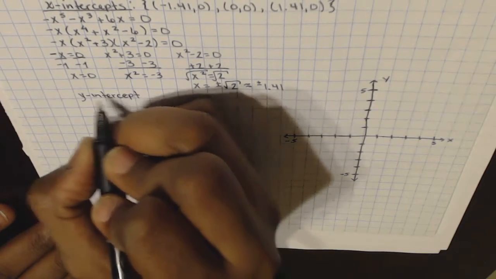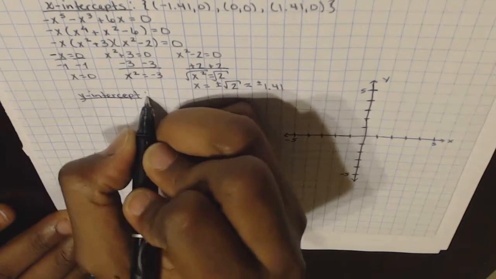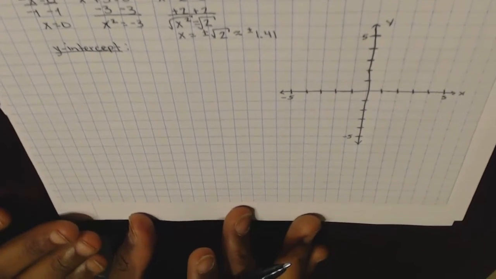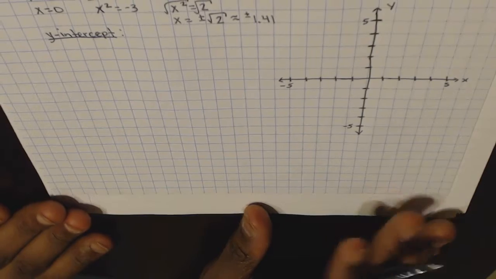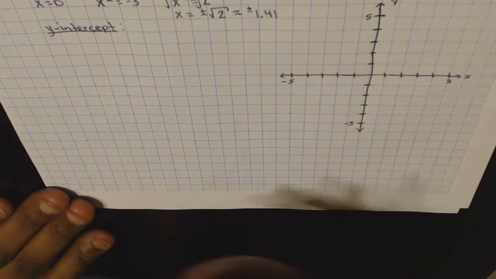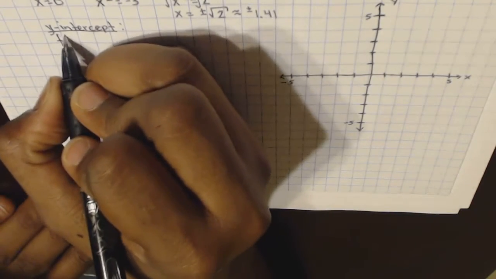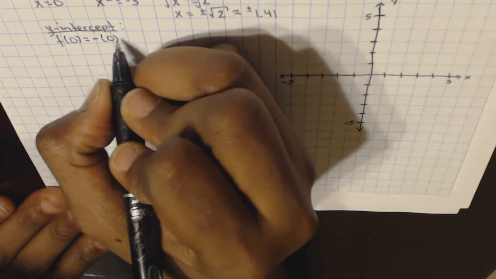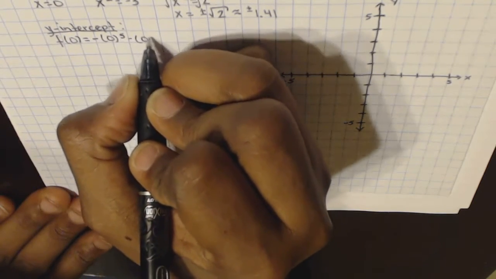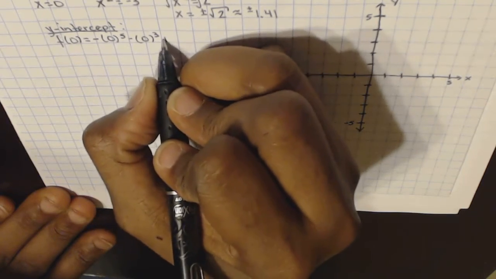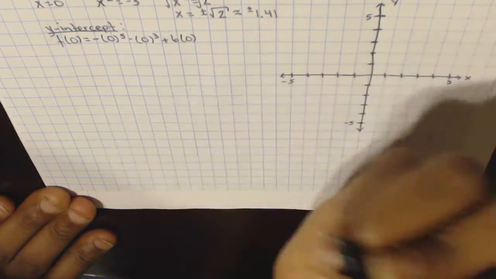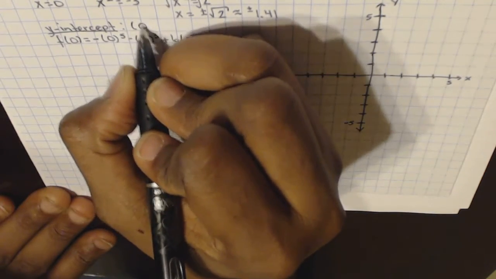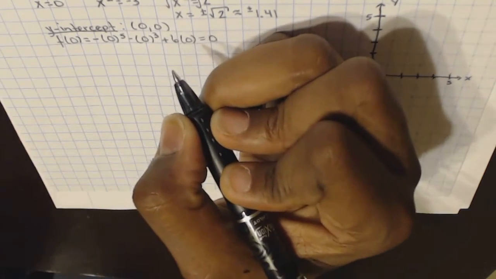We would also like to find the y-intercept. To find the y-intercept, we will plug in 0 for the x. So f of 0 is equal to the opposite of 0 to the fifth minus 0 cubed plus 6 times 0, which is equal to 0. So the y-intercept is (0, 0).